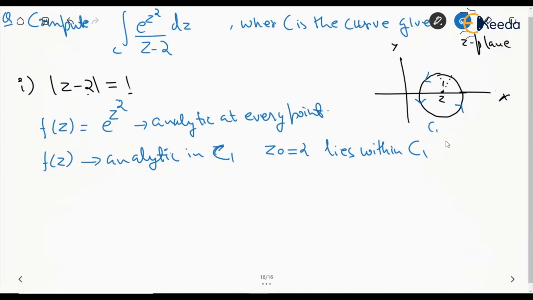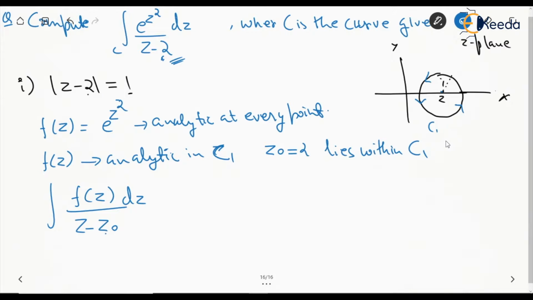What is z0 equal to 2? How are we getting this? How are we observing this to be z equal to 2? The equation given is like this: f of z, since we have assumed e to the power of z square to be f of z, divided by z minus z0 dz. So this z0 is nothing but 2, and this 2 lies within the region C or C1.